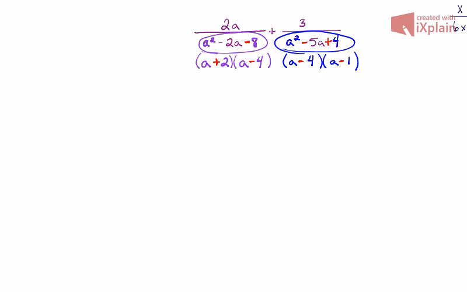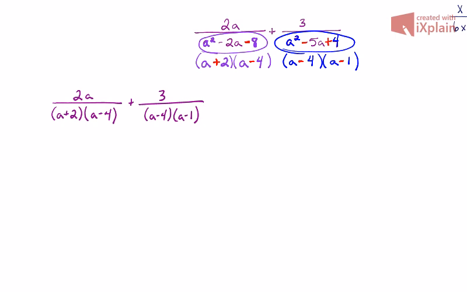So my problem is going to go through a little bit of a remodel. Right now I have 2a over, and I'm going to put the factored version of my quadratic down here, plus 3 over a minus 4 times a minus 1. And again, the order in which you write these factors in the denominator does not matter.